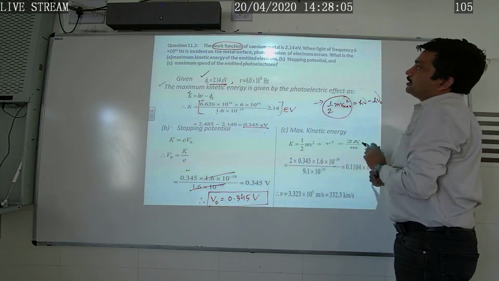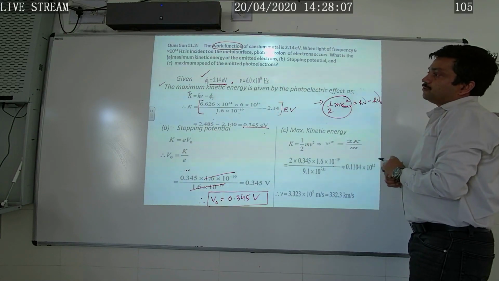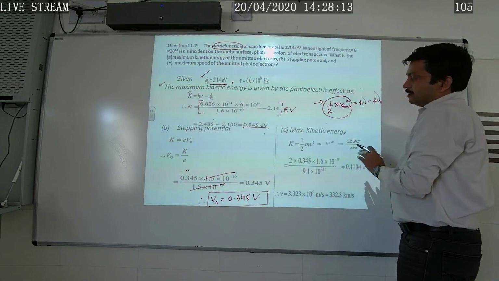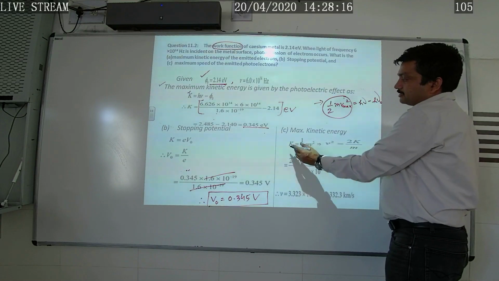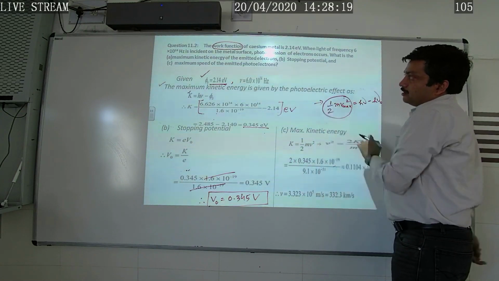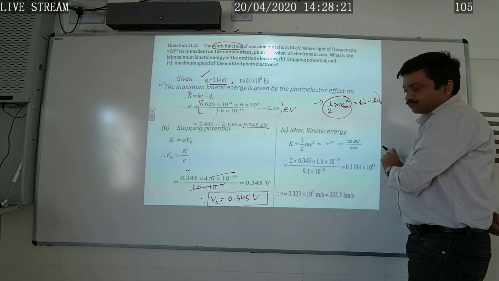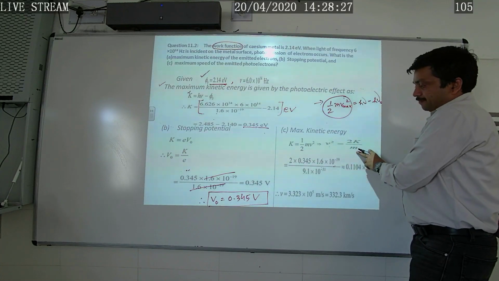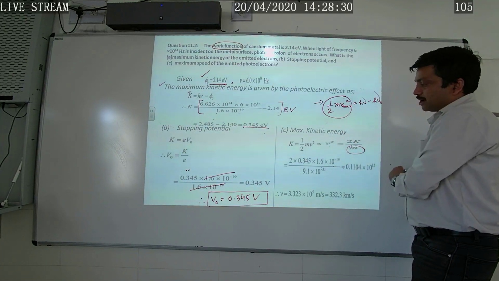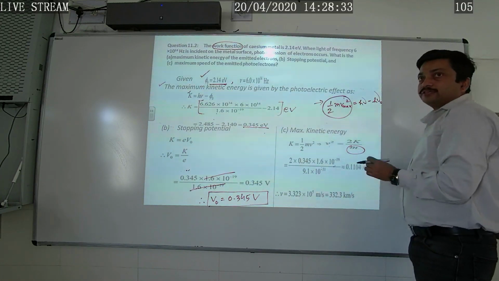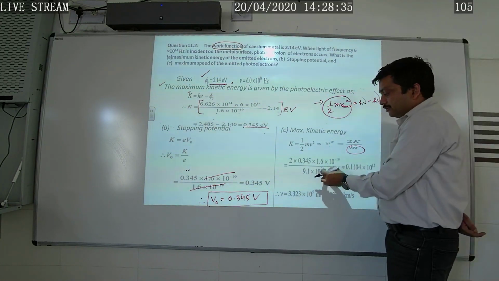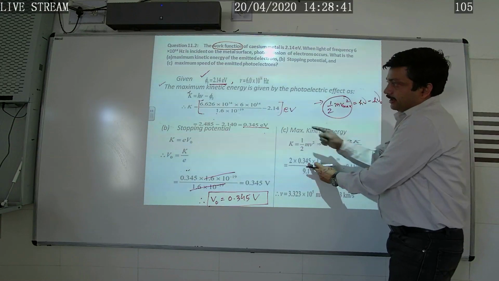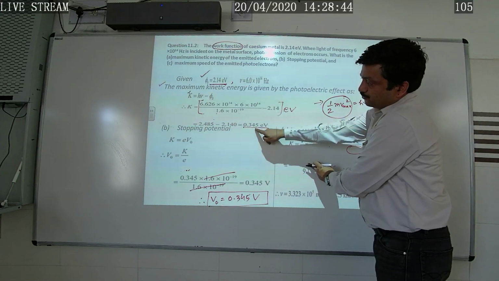Further, we want to calculate the maximum speed of the emitted photoelectrons. For maximum speed, first of all, as we know, the maximum kinetic energy of the emitted photoelectron can be written as 1 by 2 m v square, which implies v square is equals to 2K by m. And what is the value of m here? It is the mass of electron, which is 9.1 into 10 to the power minus 31 kilogram. And what about K? K is this one, 0.345 electron volt.